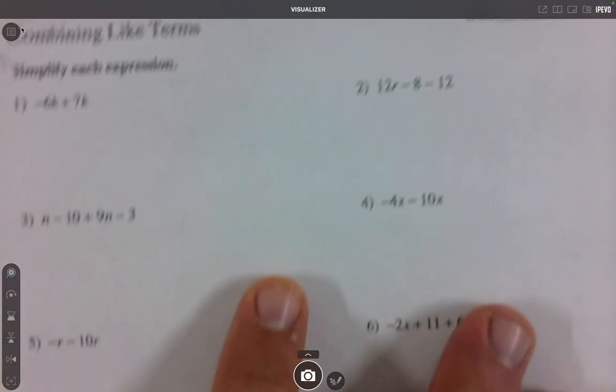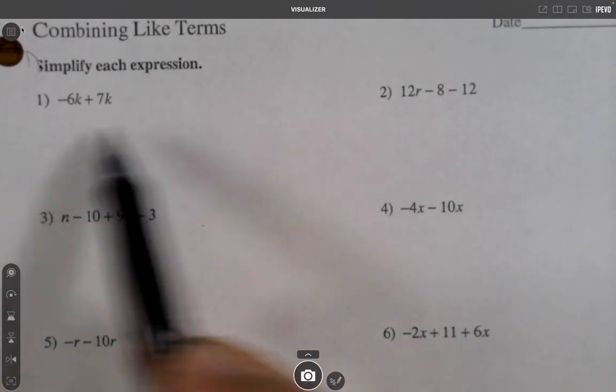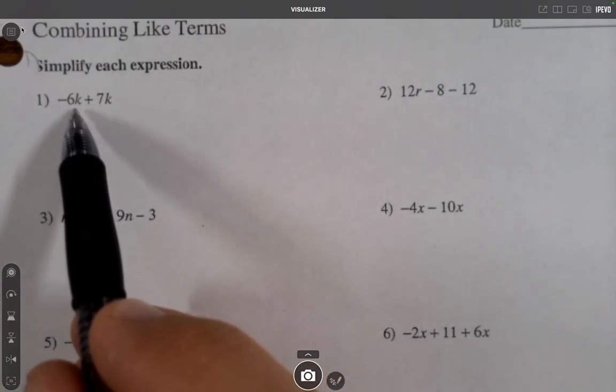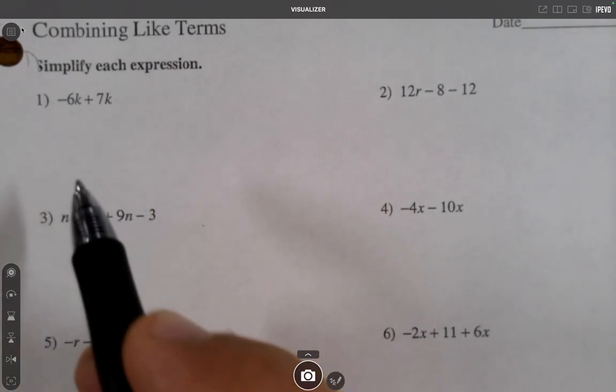Okay, let's start with number 1. -6k plus 7k. So there's just two terms. These are all expressions. All on this page, they're expressions. This one has just two terms. They are like terms because they both have a k, and it's k to the first. So we can combine these.